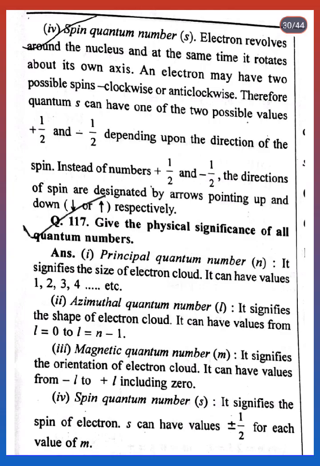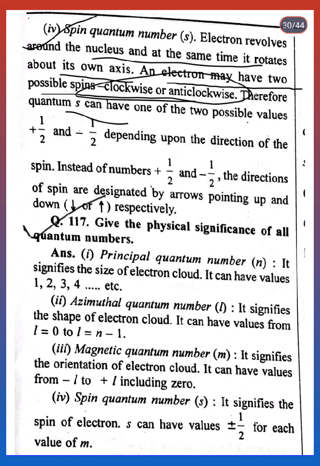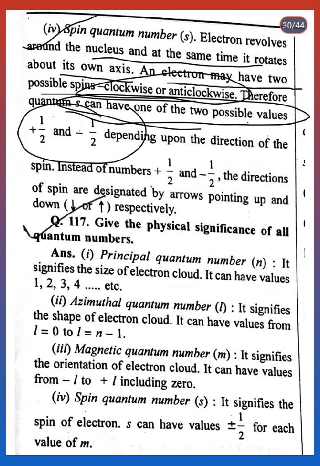So the last one is the spin quantum number. The electron revolves around the nucleus and at the same time rotates about its own axis. An electron may have two possible spins, clockwise or anticlockwise. Therefore the quantum number s can have the value +1/2 or -1/2 depending upon the direction of the spin. Instead of +1/2 and -1/2, the spin is designated by an arrow pointing up and downward.